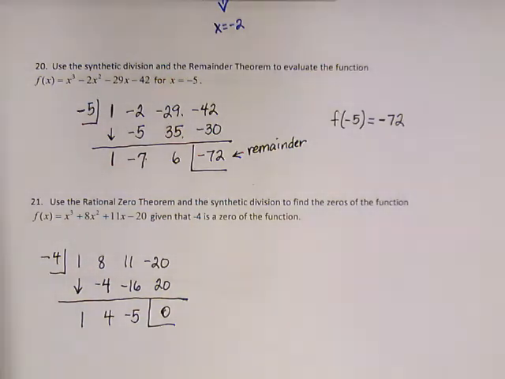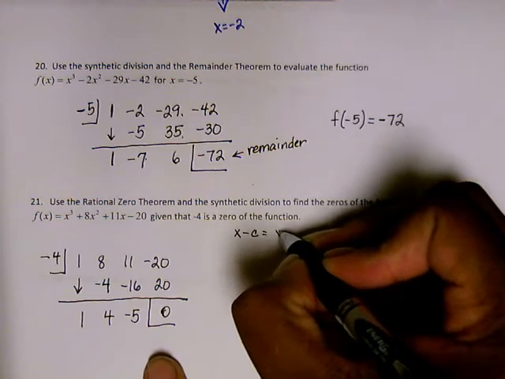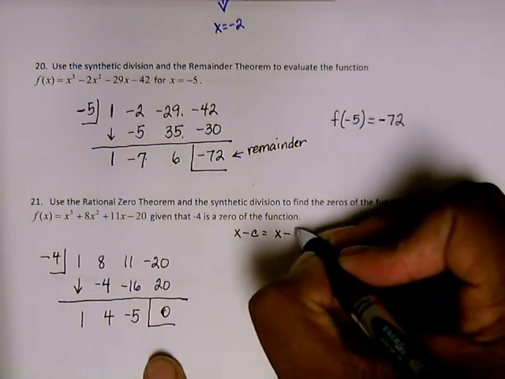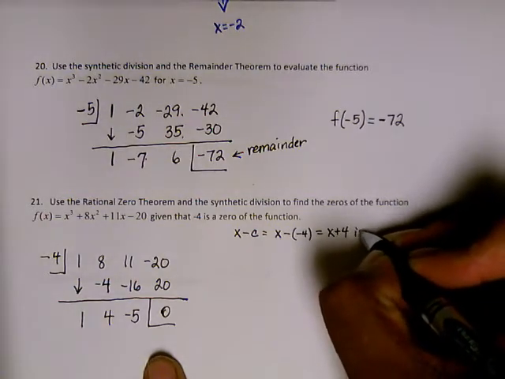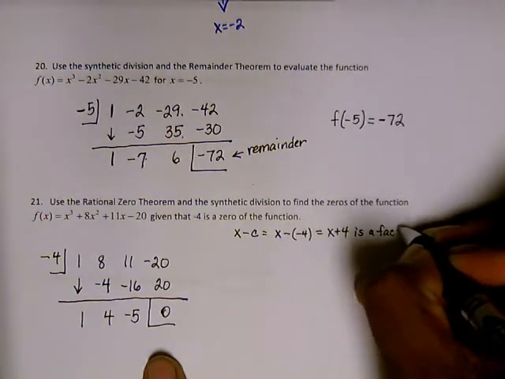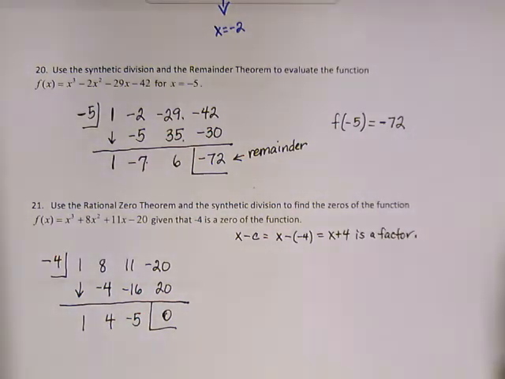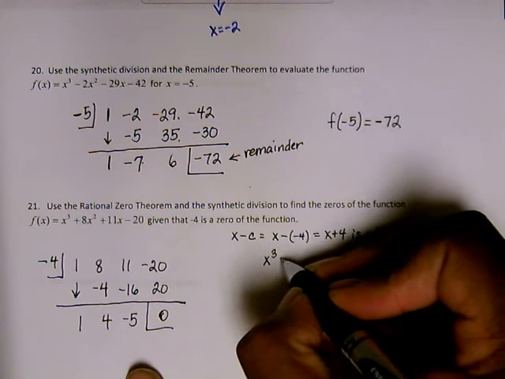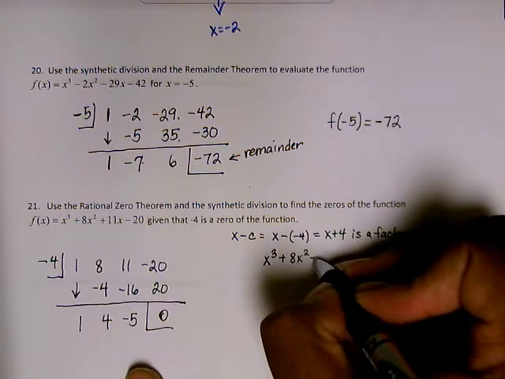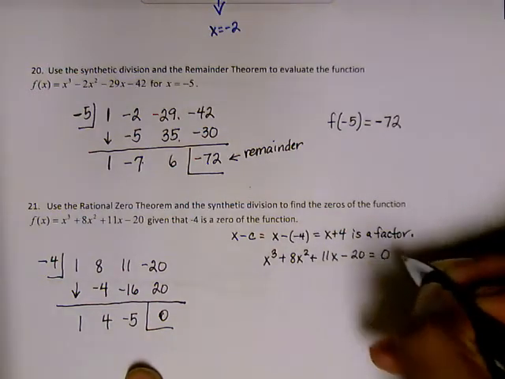Okay? And since negative 4 is a zero of the function, I can say that x minus whatever that constant is, and in this case it is negative 4, so it'll be x minus negative 4, or x plus 4, is a factor of that polynomial function. Okay, now I'm going to set that f of x function equal to 0. So this is x cubed plus 8x squared plus 11x minus 20 equaling 0.